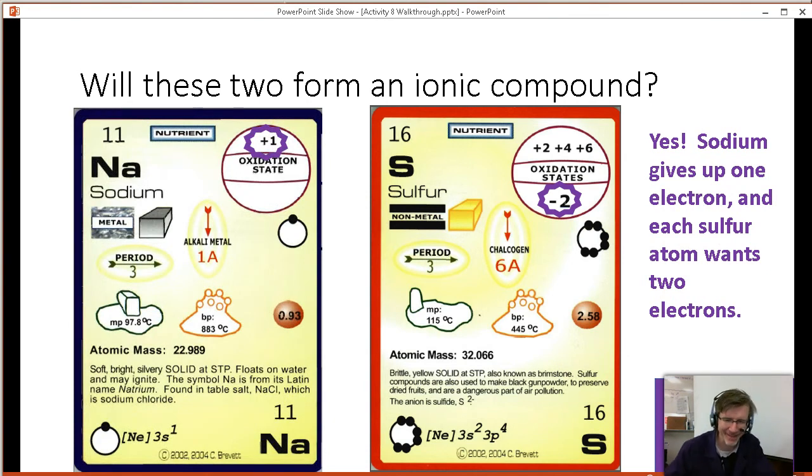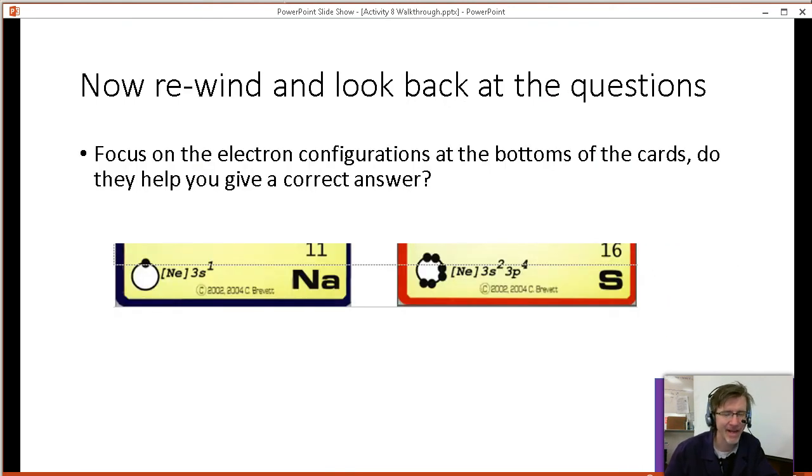Sorry about that little PowerPoint problem there. Sodium wants to give an electron. Sulfur will take 2. You can get sodium sulfide from this. Excellent. So now, here's a little question for you.